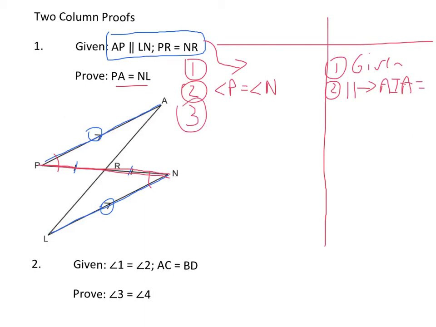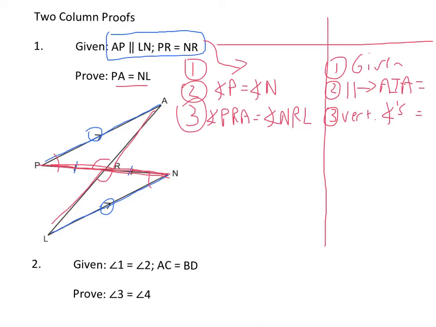And if you notice, right here and here, I have vertical angles by those intersecting lines. So I could say that angle, let's call this PRA. So angle PRA, that's this angle right here, is equal to angle NRL. And that would be the vertical angle theorem, or vertical angles are equal, which is what the vertical angle theorem says.